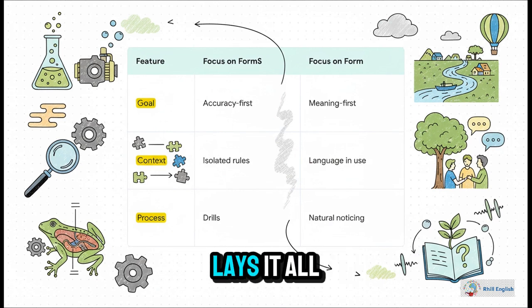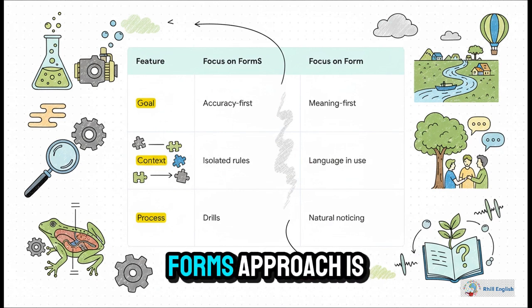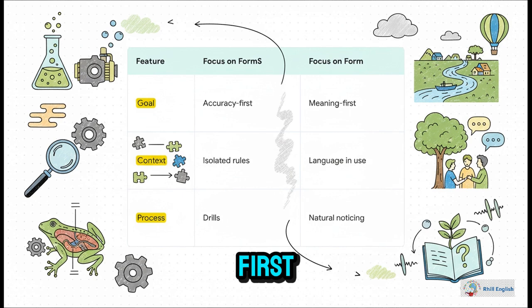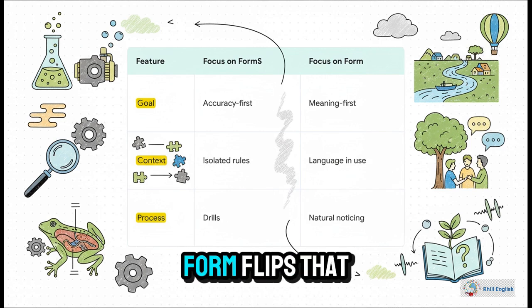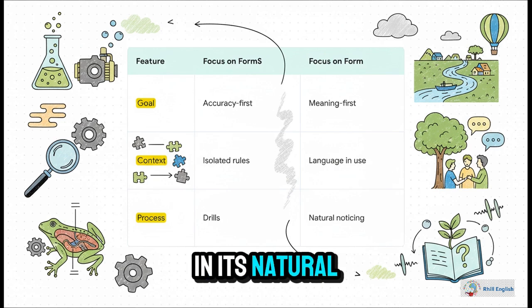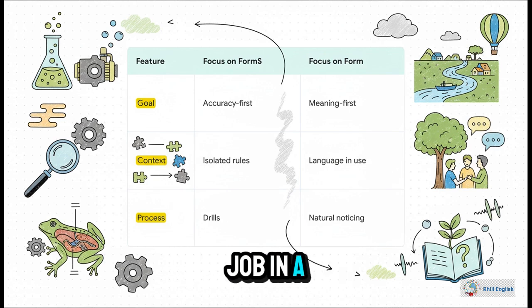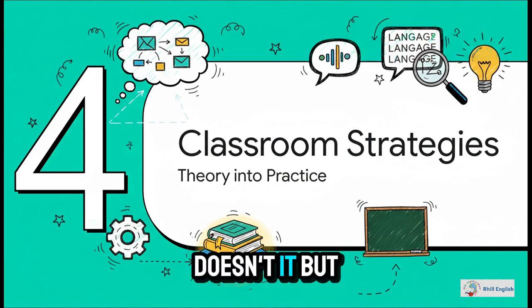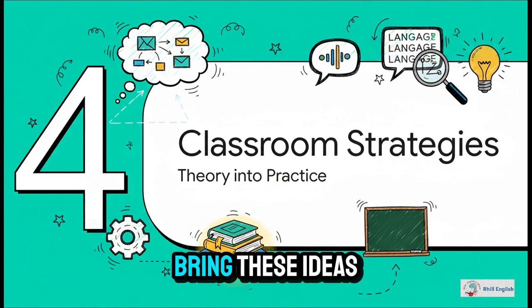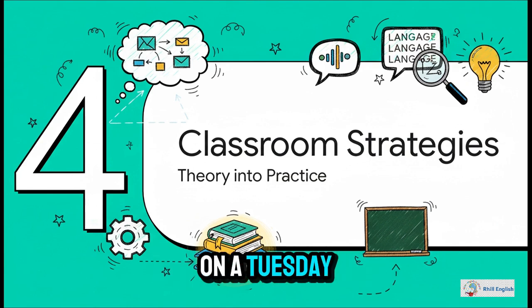This table really lays it all out. The focus on forms approach is all about accuracy first. It treats language like a science experiment. You dissect it, learn the rules, and drill them. But focus on form flips that. It's meaning first. It's about observing the language in its natural habitat, doing its job in a real task. Okay, so this all sounds great in theory, doesn't it? But the big question is, how do we actually do this? How do we bring these ideas into our classrooms on a Tuesday morning?